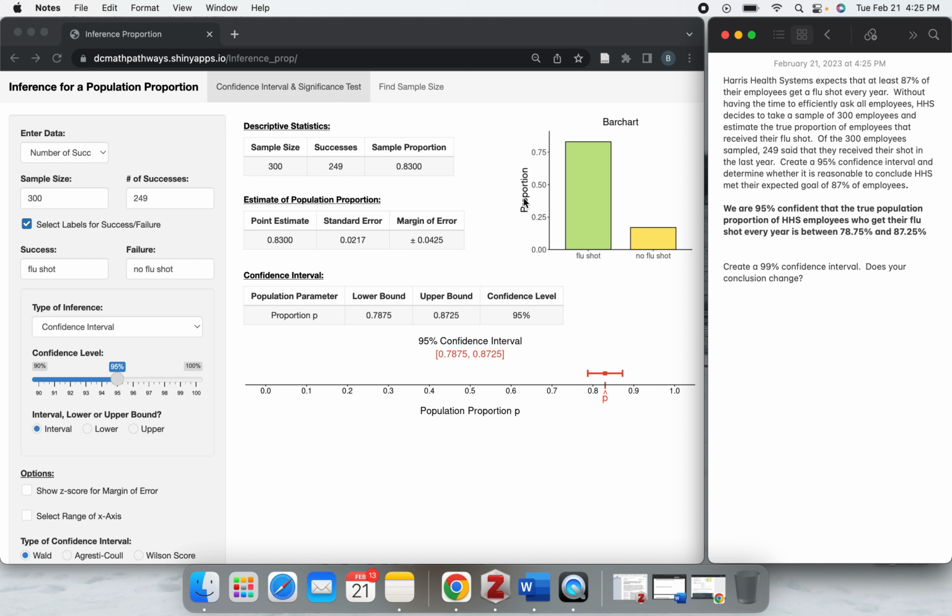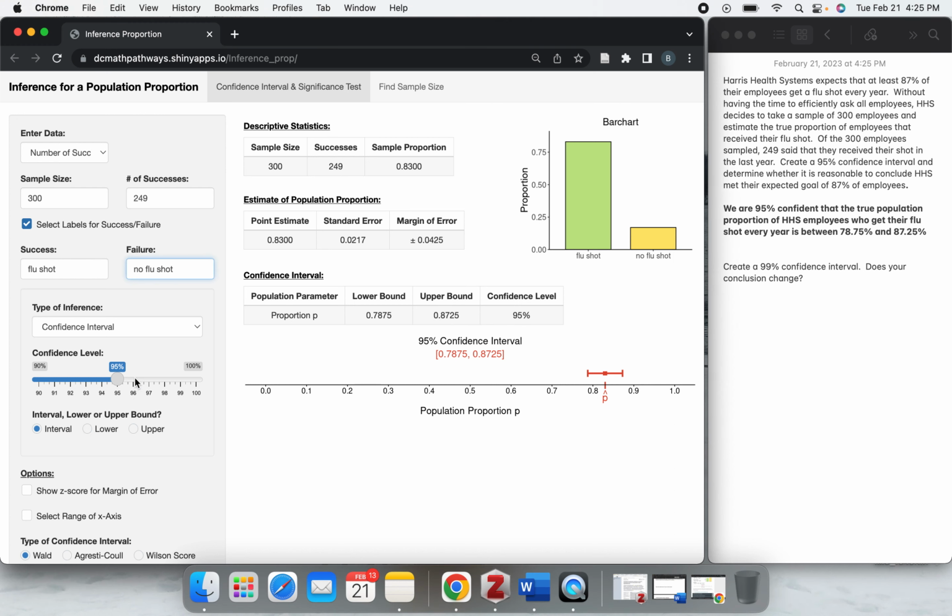Now, if we wanted to find a different level of confidence, say 99%, we can move it up to 99%. And you can see it gets wider. So now we're at 77.4% to 88.6% of employees. So does our conclusion change? No, it does not change. It still is reasonable to conclude that HHS met their expected goal of 87% of employees getting their flu shot.